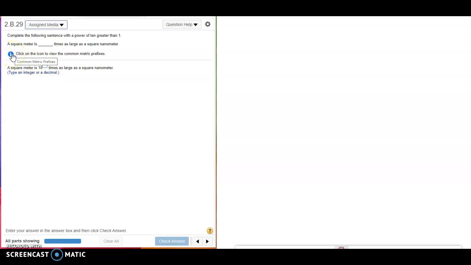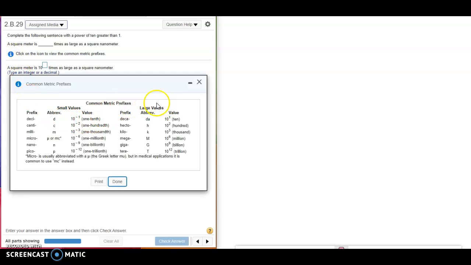So to help me, I have these common metric prefixes. I see them listed here. So depending on what my problem says here, I can figure out the different prefixes, the abbreviations, and the values. Also, this is found on page 91 of your book. So if you're referencing your book, in MyMathLab, you can click on the left-hand side where it says eText, and you can look at that section 2B.